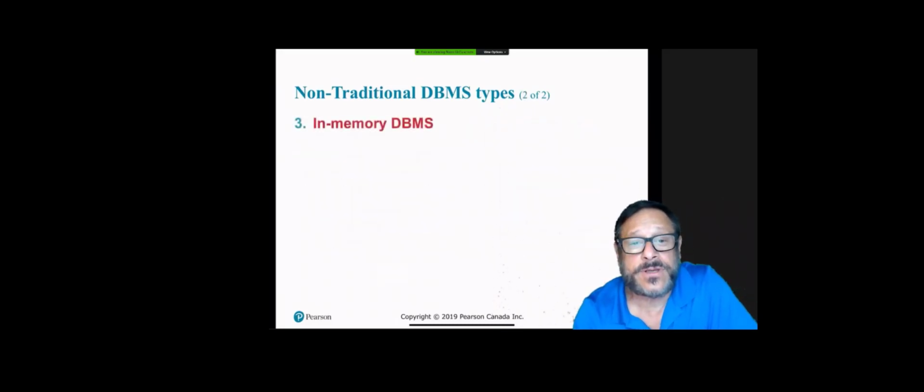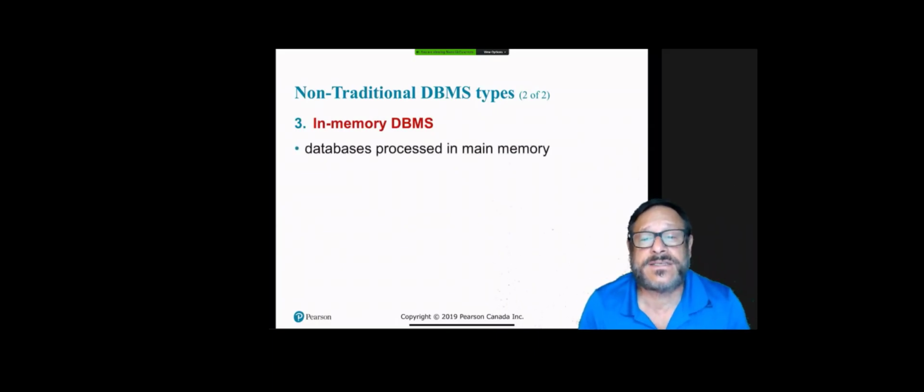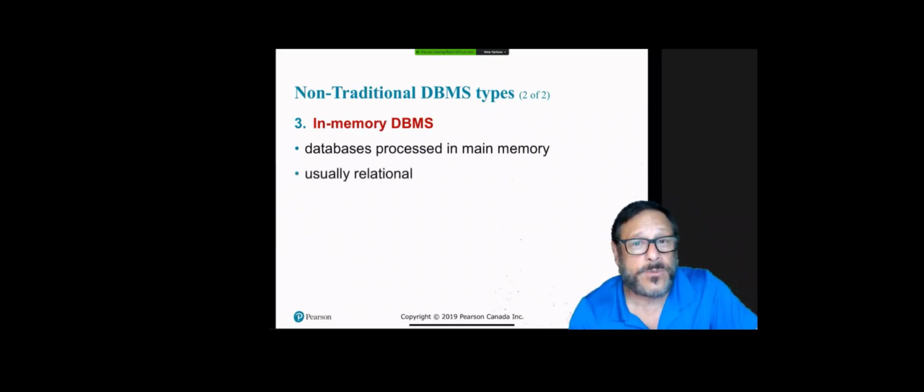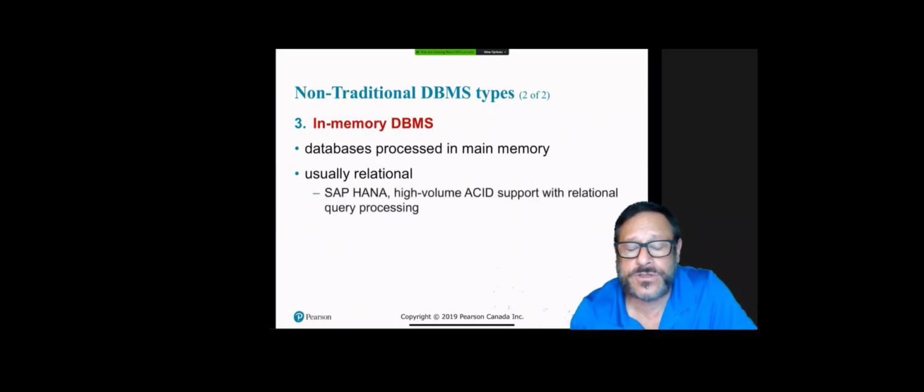Now, non-traditional types looking at this, there's in-memory DBMSs. An in-memory DBMS processes the data in main memory. It loads everything into RAM, working with it in that area. This is usually relational though. Again, the idea there is that primary memory is much faster. There's not the seek time. There's not going back into secondary memory and retrieving. So it's quicker. So we're able to do large amounts of data still using SQL Server or SQL.